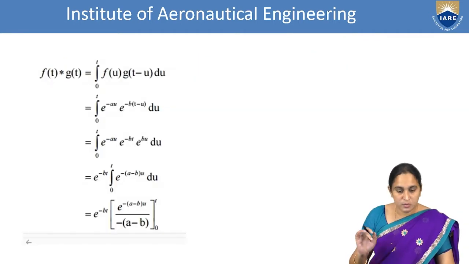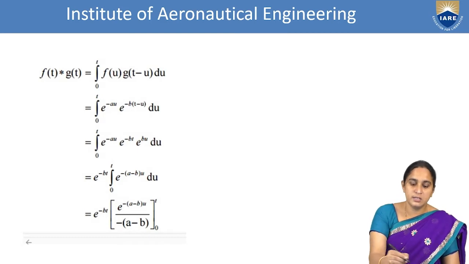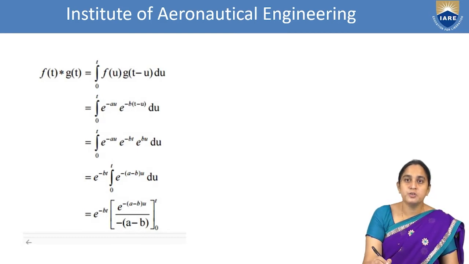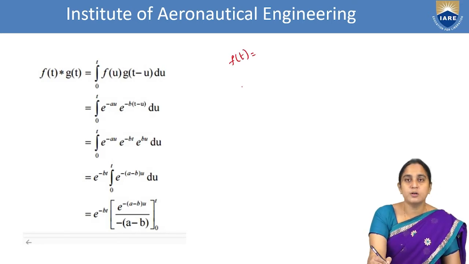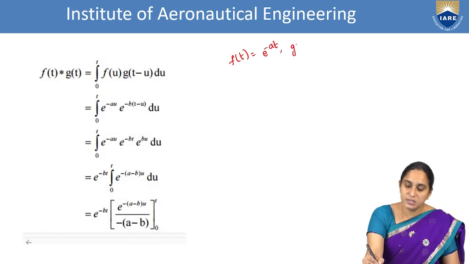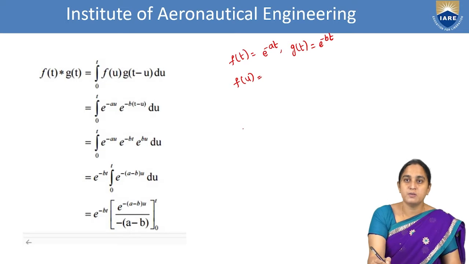Now, by using convolution theorem, f of t star g of t is equal to integral 0 to t, f of u into g of t minus u, du. We know that f of t is e power minus at, and g of t is e power minus bt. What is f of u? In place of t, I'm substituting u.